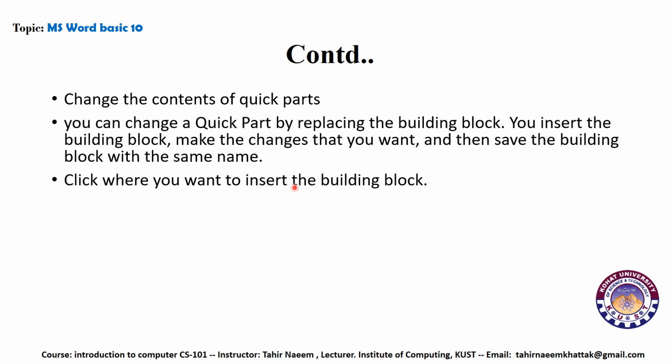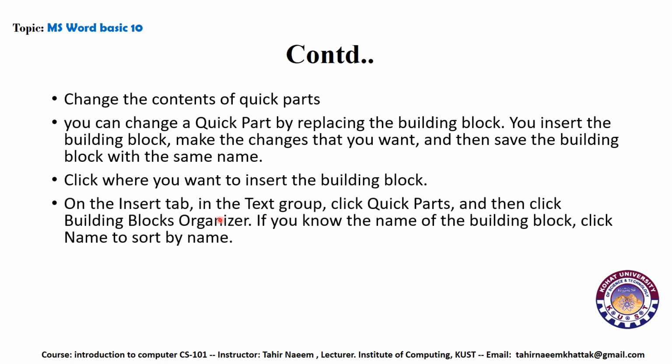Click where you want to insert the building block. On the Insert tab in the Text group, click Quick Parts and click Building Blocks Organizer. If you want to sort by the name of the building block, click Name. So basically, if we want to insert any building block, first of all we have to go to the Insert tab, then go to the Text group, then click Quick Parts, and then a window pops up where we select Building Blocks Organizer.